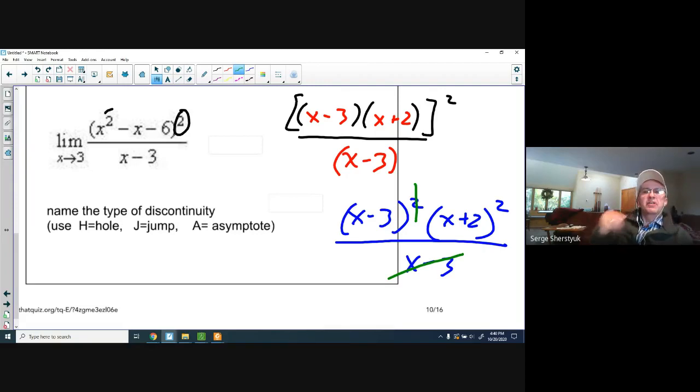So what kind of discontinuity was this? The fact that I was able to cancel it, it's gone. It is a hole. I think the example I showed in class is where it was just the opposite, where it was canceled from the numerator, but the denominator stayed there. So it kind of looked like a hole, but because it stayed there, it actually was an asymptote. It was a double type of discontinuity.